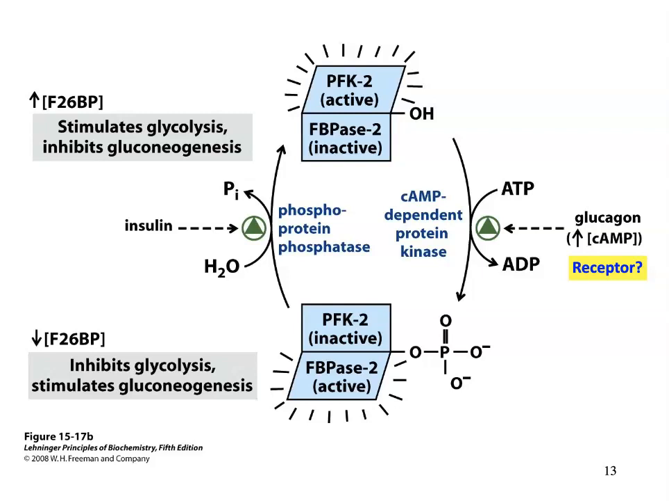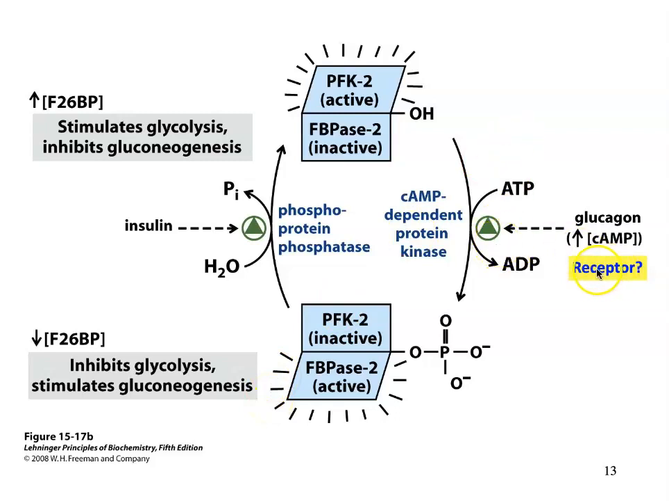Alright, so what I just said is basically described in this figure. I really love figures because they really show everything graphically, and it's easy to comprehend. So again, glucagon, through a cyclic AMP-dependent protein kinase, phosphorylates the protein, thus turning FBPase2 activity on. That will degrade fructose 2,6-bisphosphate, thus inhibit glycolysis and stimulate gluconeogenesis.